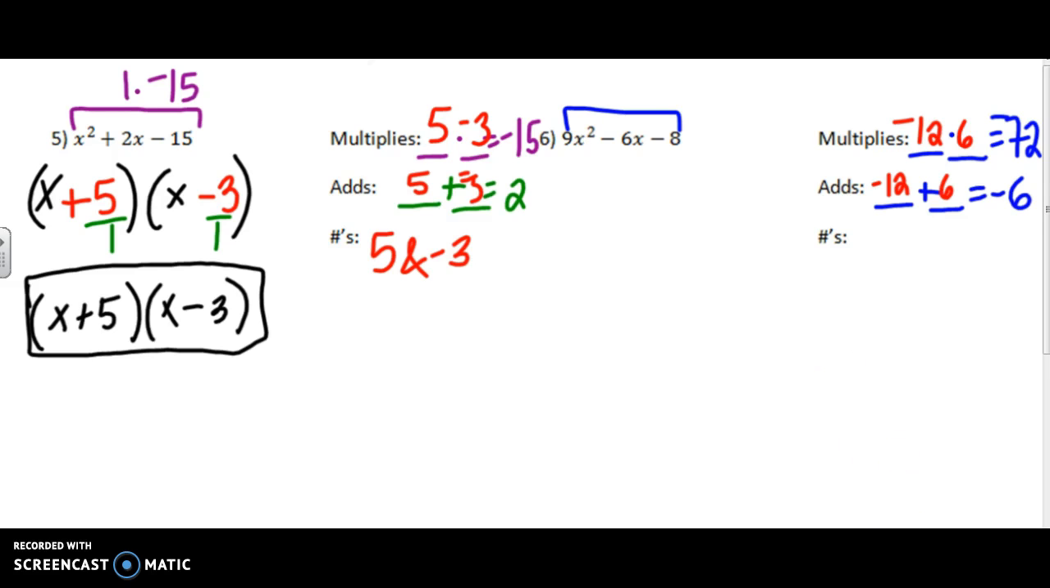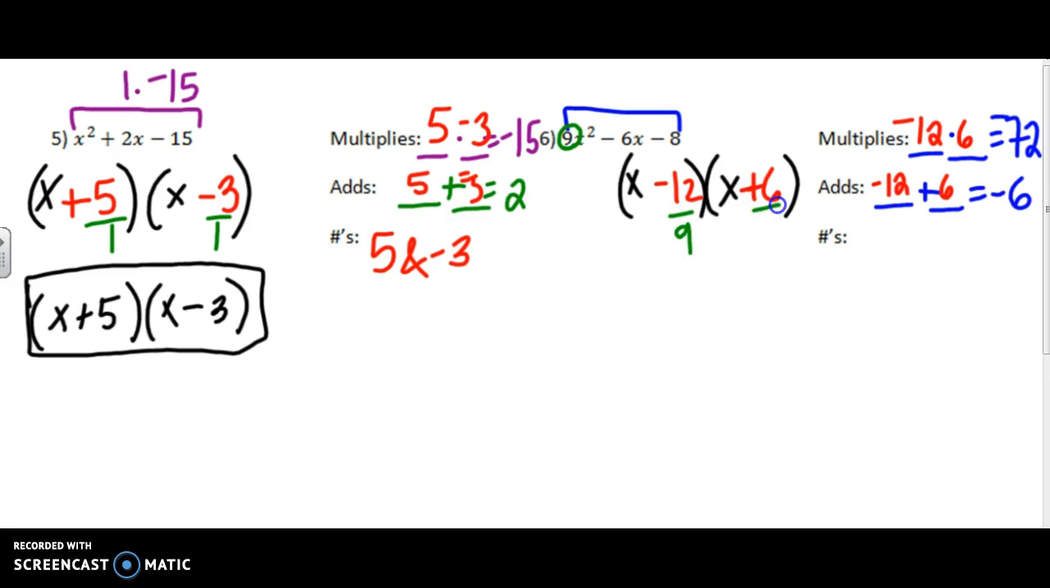Okay, so once we get that established, we can again go x, and we're going to have -12 for one and +6 for the other. And it doesn't matter which order you write those down. This one's pretty important, and we haven't seen this yet.